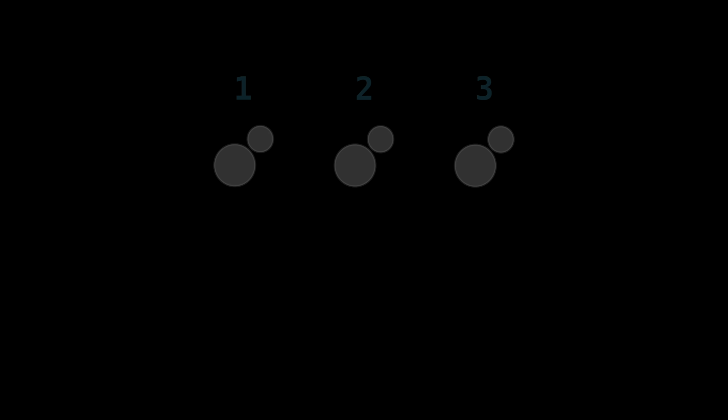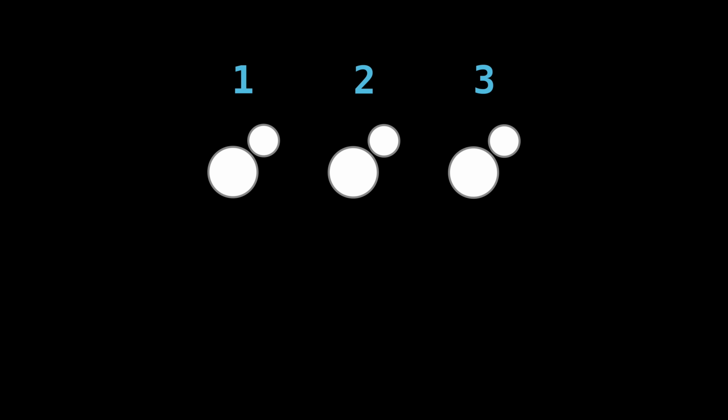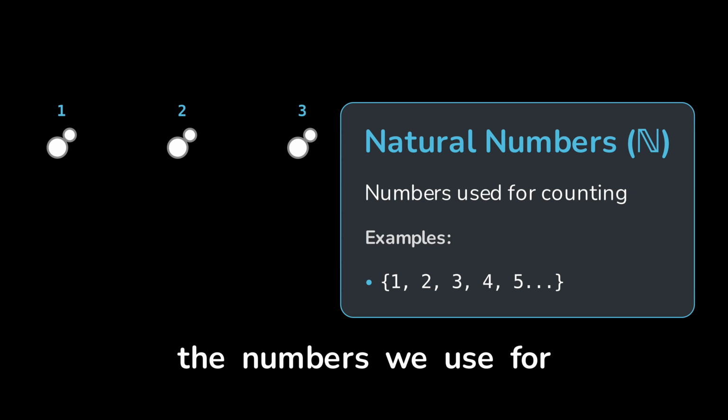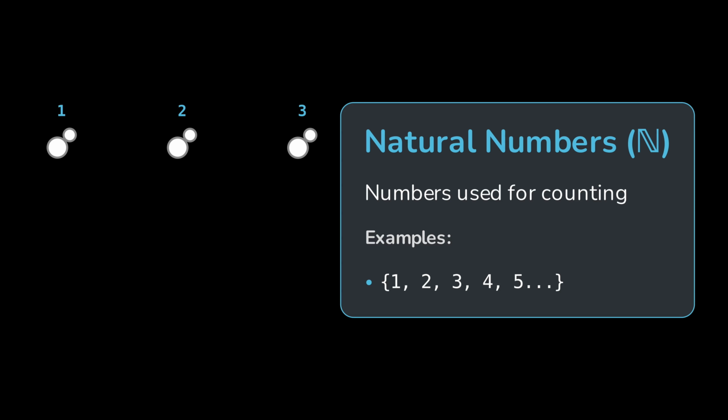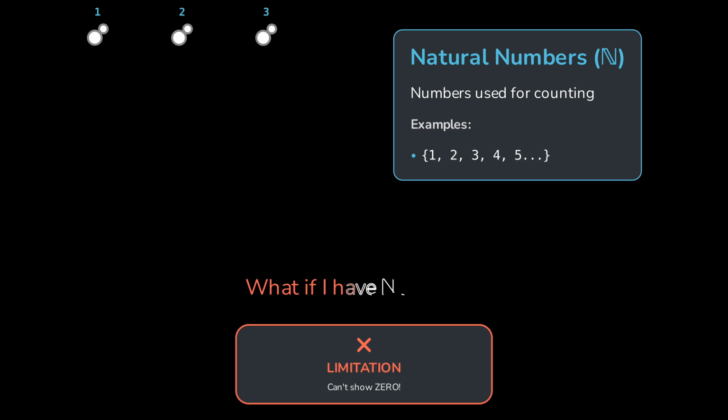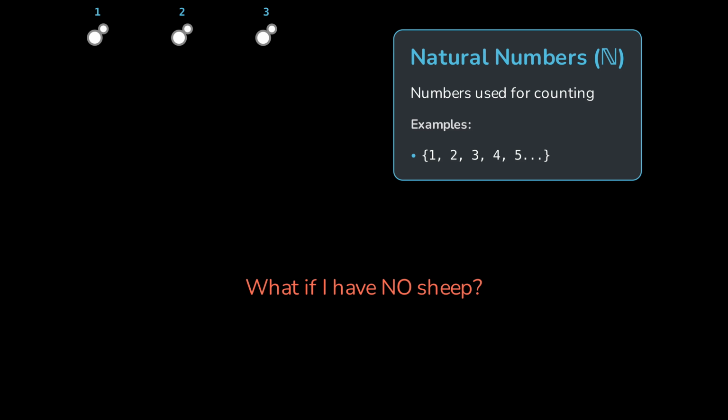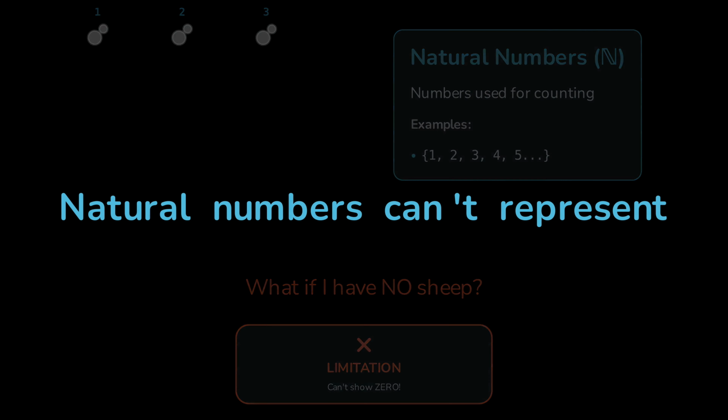Ancient humans needed to count. 1 sheep, 2 sheep, 3 sheep. These are natural numbers, the numbers we use for pure counting. Simple, right? But then someone asked a tricky question. What if I have 0 sheep? Natural numbers can't represent nothing. We need a number for 0.